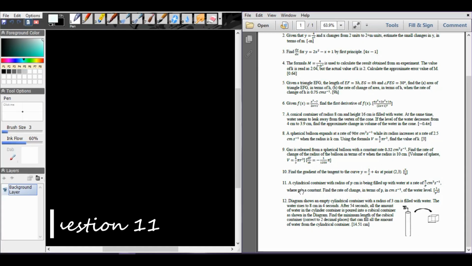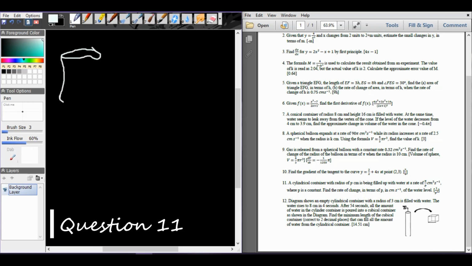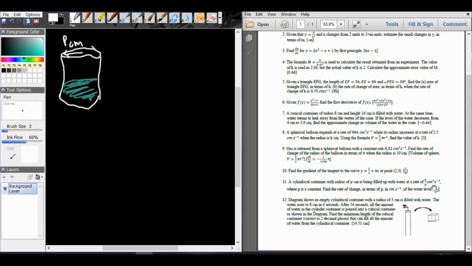11. A cylindrical container with radius of p cm is being filled out with water. So we have a cylinder container with a radius of p cm at the rate of pi over p. Okay, so we are filling up water into this cylinder. From this unit cm cube per second, we know that this is dV/dt equals pi over p. Find the rate of change in terms of p in cm per second of the water level. Okay, water level here.